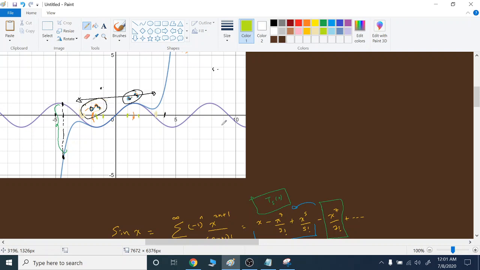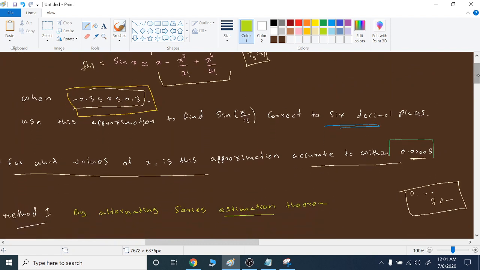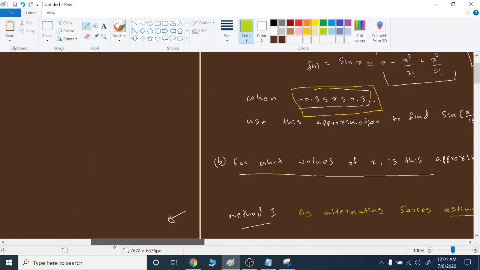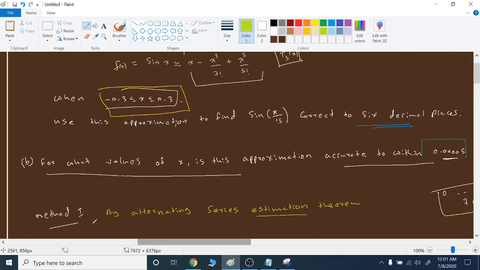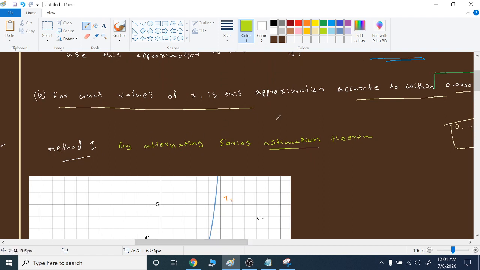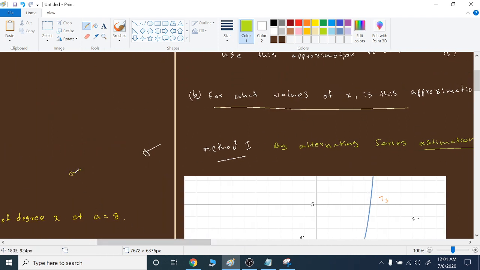Right, so basically that's it for this problem, and in the next video I will explain how you can use the previous method that we did in the previous video for this question, and also we will see why we cannot use the alternating series approximation theorem for the previous question.